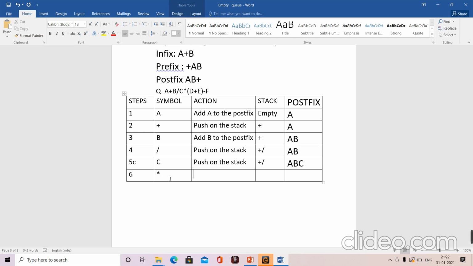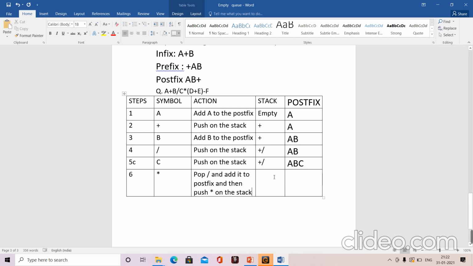Multiplications, right? Then what we have to do is, if the symbol is an operator, we have to pop the divisions. We have to pop this in order to bring the multiplication right here. All right, pop this division and add it to postfix, and then push on the stack.